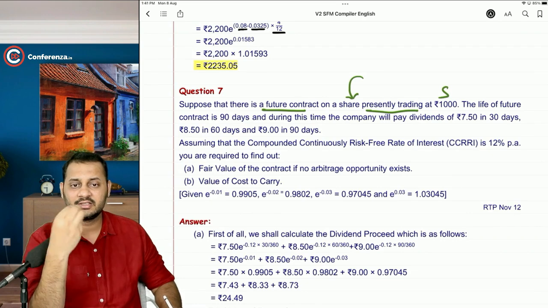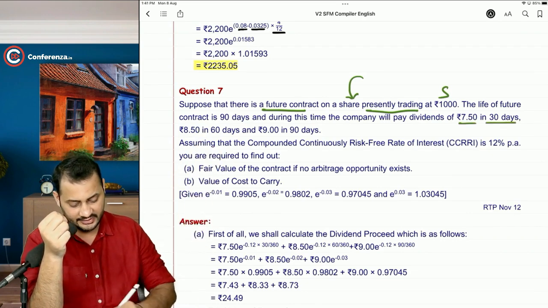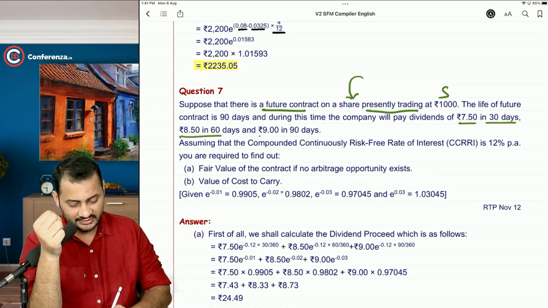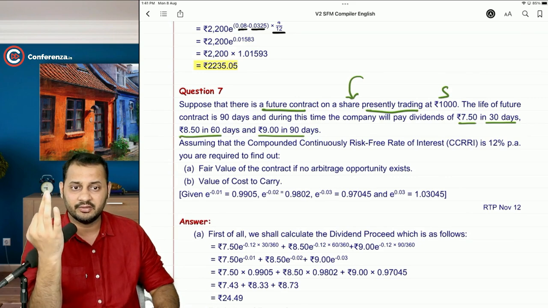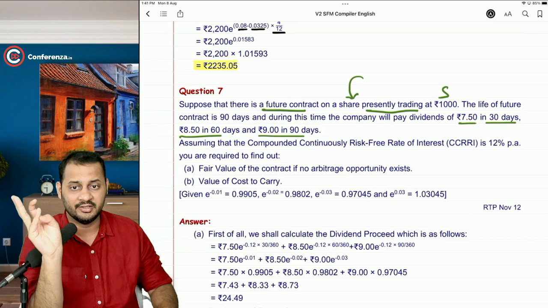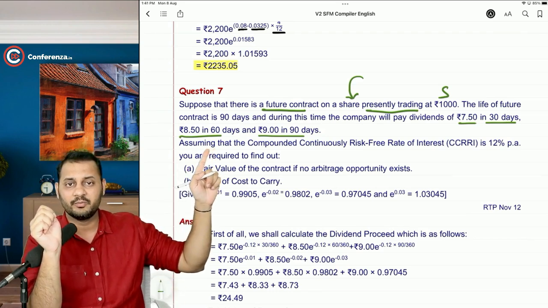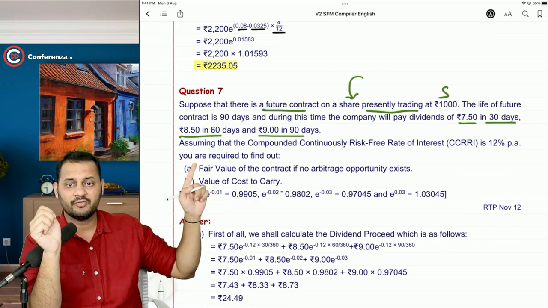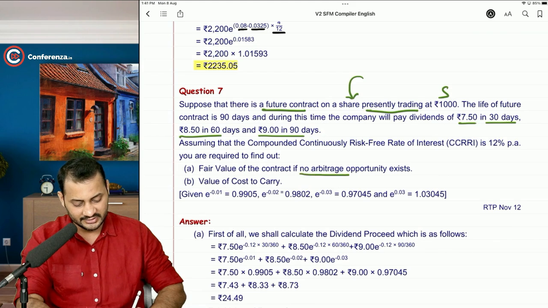And during this time, the company will pay dividend of 7.50 rupees in 30 days, 8.50 in 60 days, and 9 rupees in 90 days. There will be 3 dividends paid, and that too total amount, not in rate, not in yield. Assuming that the continuous compounded risk-free rate of interest is 12% per annum, you are required to find out fair value of the contract if no arbitrage opportunities exist.